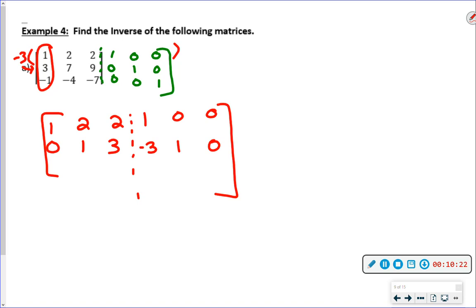Now we need to change this negative 1 at the bottom. Remember, you were using that top left one to change it. Man, that's going to be an easy situation. I'm just going to straight add those together. I don't need to multiply by anything. 1 plus negative 1, 2 plus negative 4, 2 plus negative 7, 1 plus 0, 0 plus 0, 0 plus 1. And column 1 is perfect. Moving on.